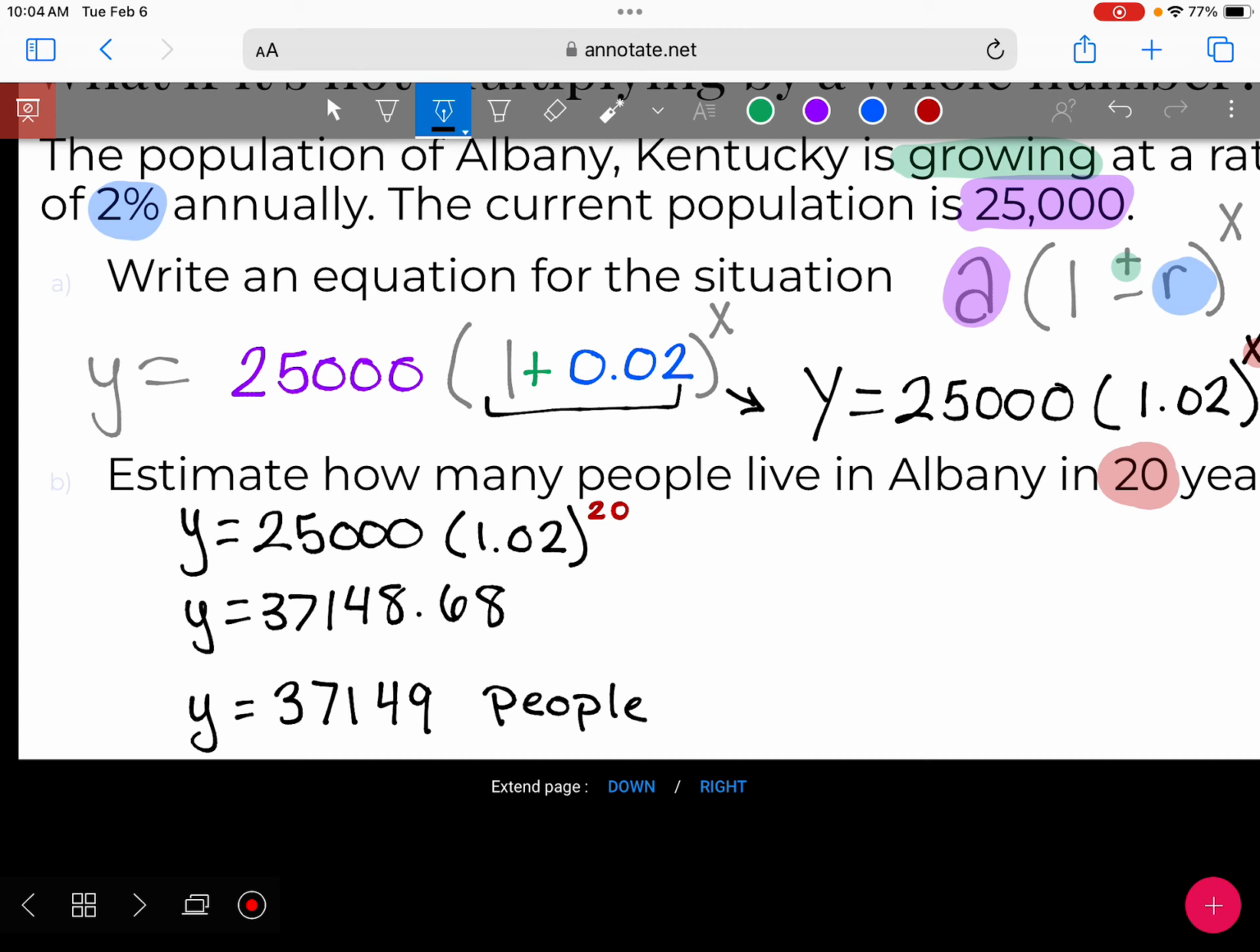For sure. Questions on this first one? This is the first one we've done with rate. We're going to practice this a couple more times. Okay, let's do the next one.